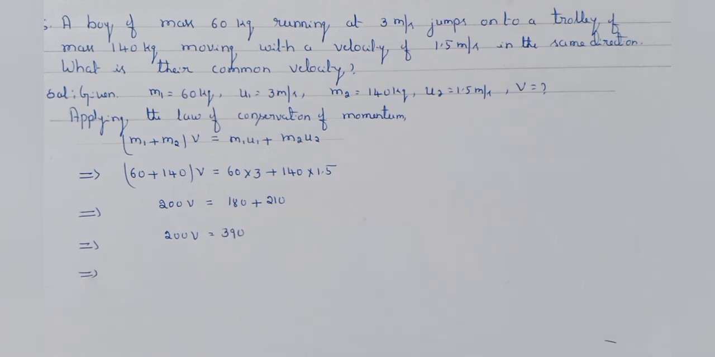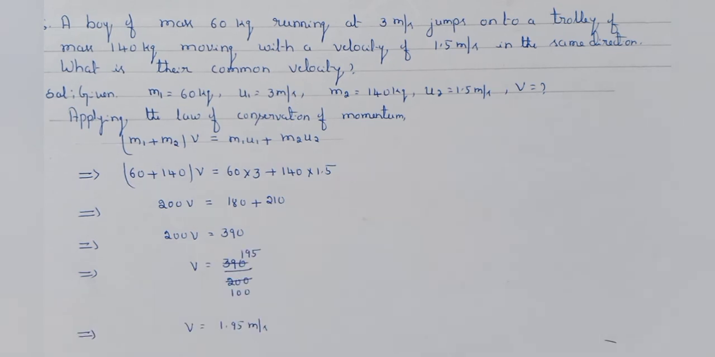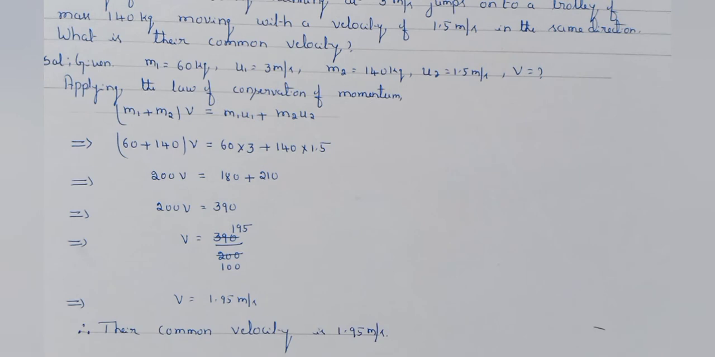Then v is equal to 390 by 200. Then divide 390 and 200 by 2. You will get 195 by 100. 195 by 100 is equal to 1.95 meter per second. Therefore, their common velocity is 1.95 meter per second.